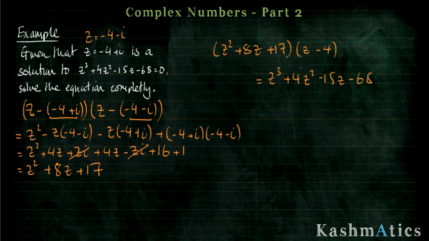So what we can say then is that's fully factorized. I can't factorize that anymore. The solutions are z equals minus 4 plus i, z equals minus 4 take away i, so that's our conjugate pair which we established right at the start, and the last one is z equals 4.